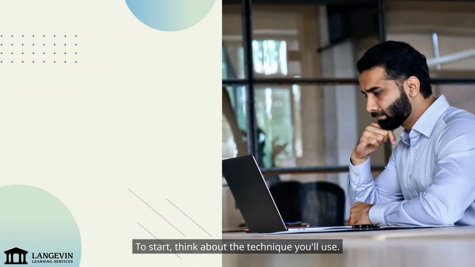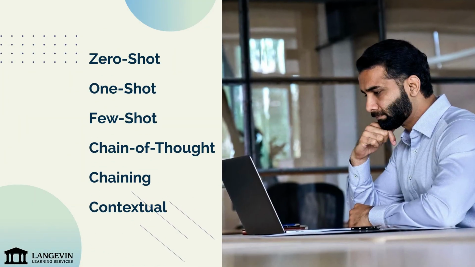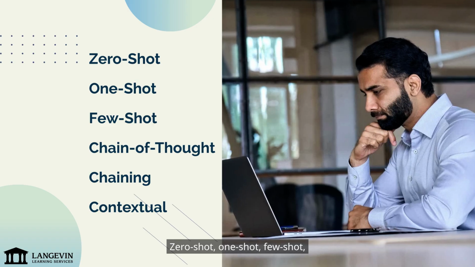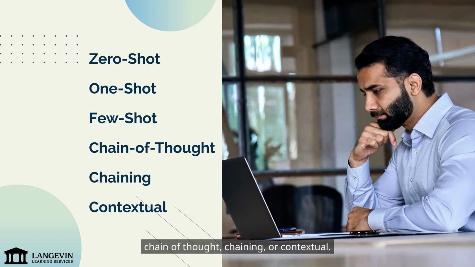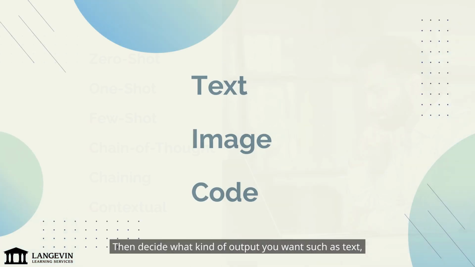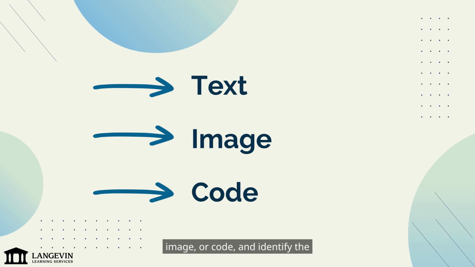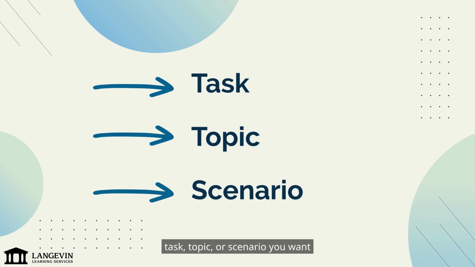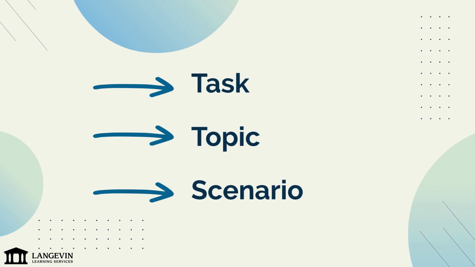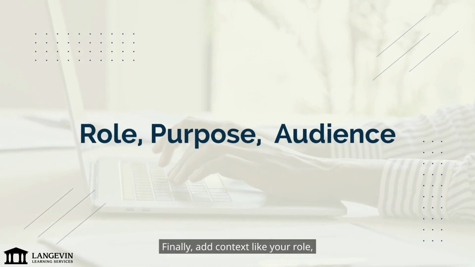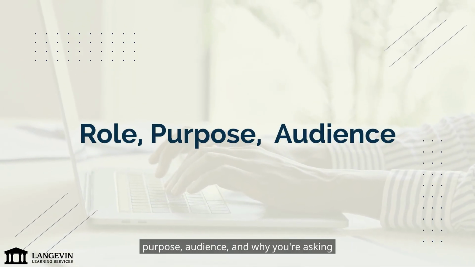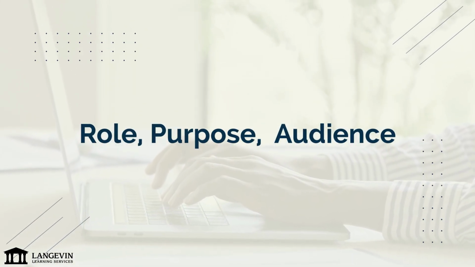To start, think about the technique you'll use: zero shot, one shot, few shot, chain of thought, chaining, or contextual. Then decide what kind of output you want, such as text, image, or code, and identify the task, topic, or scenario you want the AI to address. Finally, add context like your role, purpose, audience, and why you're asking AI for help.